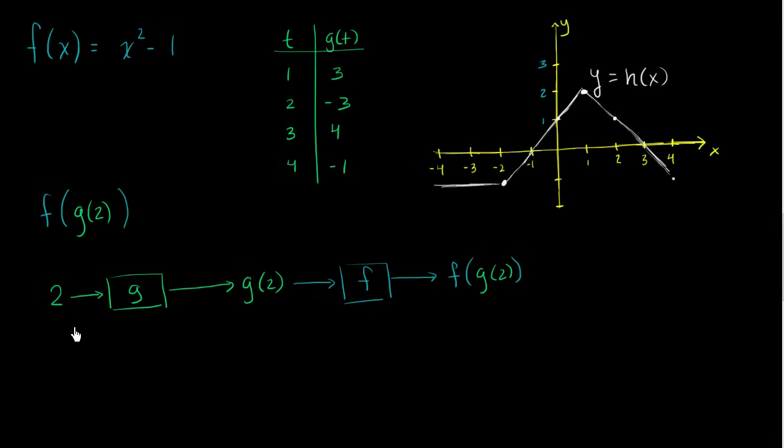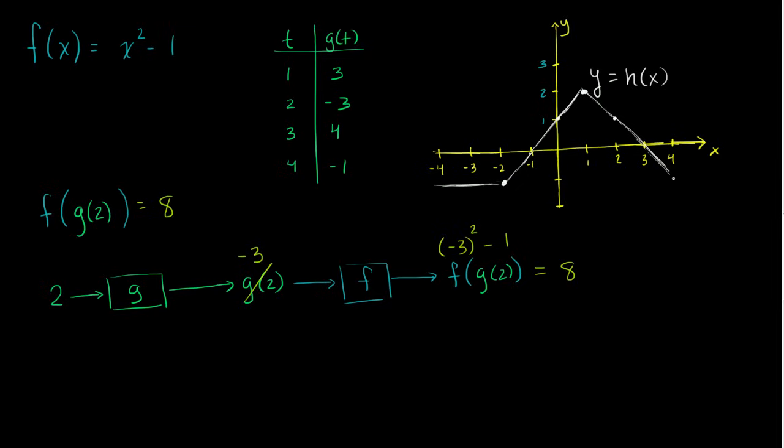So let's just take this step by step. What is g of 2? Well, when t is equal to 2, g of 2 is negative 3. So g of 2 is negative 3. And so when I put negative 3 into f, what am I going to get? Well, I'm going to get negative 3 squared minus 1, which is 9 minus 1, which is going to be equal to 8. So this right over here is equal to 8. f of g of 2 is going to be equal to 8.